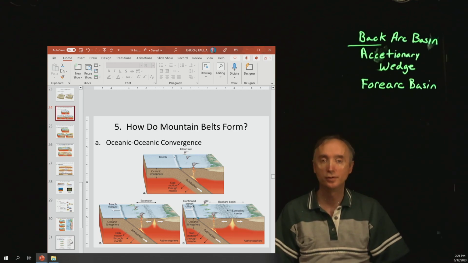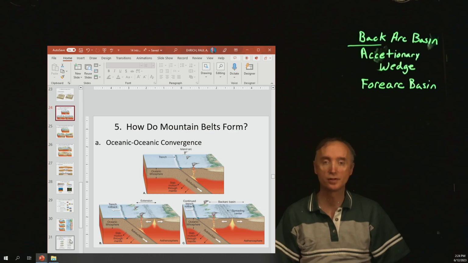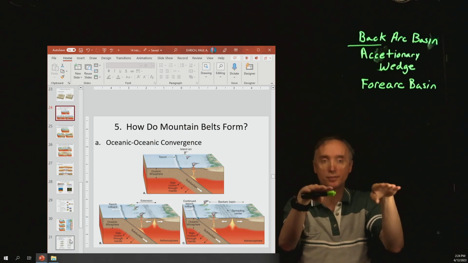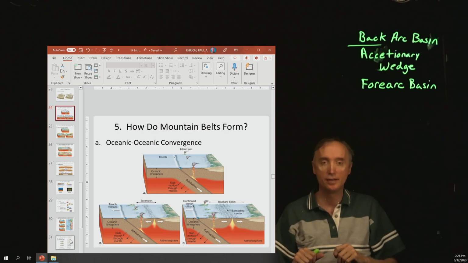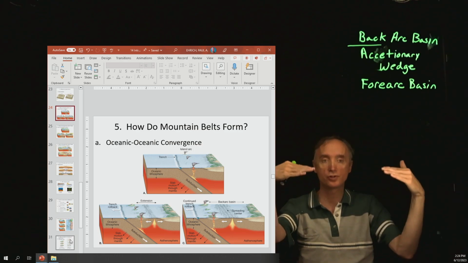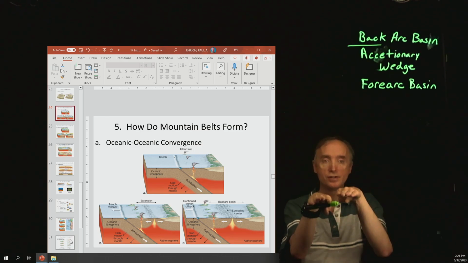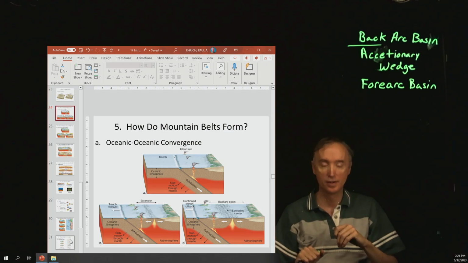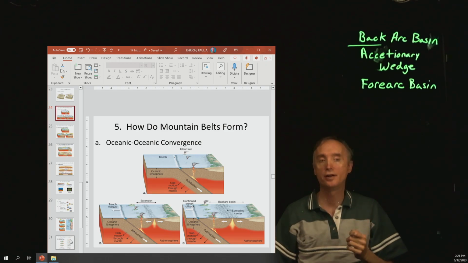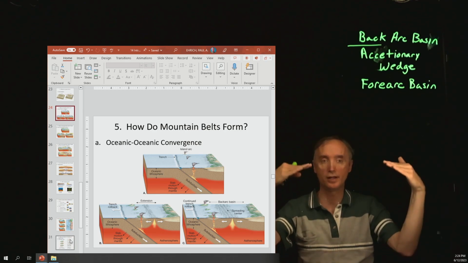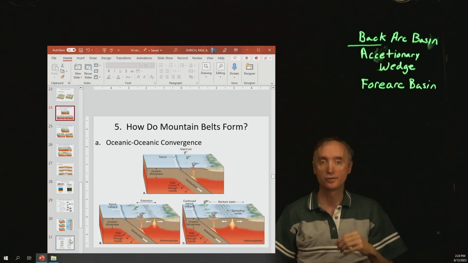Continue our review, and we want to now talk about how do mountain belts form. This is going to be related to plate tectonics, and we said that plates could be pulled apart, so that's going to be a divergent zone, and then plates can be pushed together, so that was a convergent zone, and then plates could slide past each other, that was the transform. Now let's concentrate on the convergent. Where plates are being pushed together, there's three possibilities.